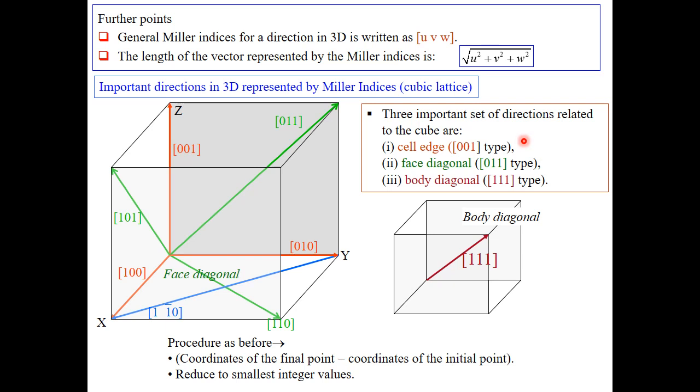And you can see there are three important sets of directions related to the cube: cell edge type, that is 0, 0, 1. Then the second one, green colored one, face diagonal type 0, 1, 1 type, and body diagonal 1, 1, 1 type. I would suggest you all to memorize the important directions.